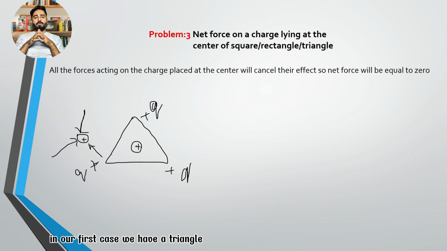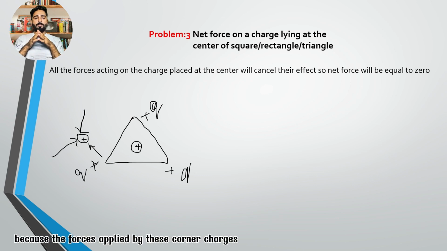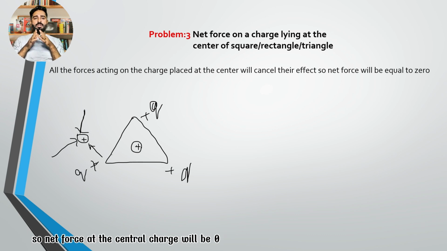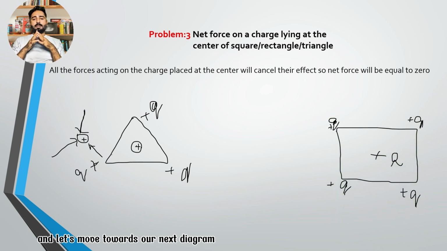In our first case, we have a triangle and three charges are distributed at its corners, and they have the same magnitude and same nature. So the net force at the central charge will be equal to 0, because the forces applied by these corner charges will be equal and opposite in direction. They will cancel their effect at the central charge. So the net force at the central charge will be 0, and the central charge will remain stationary. And let's move towards our next diagram.